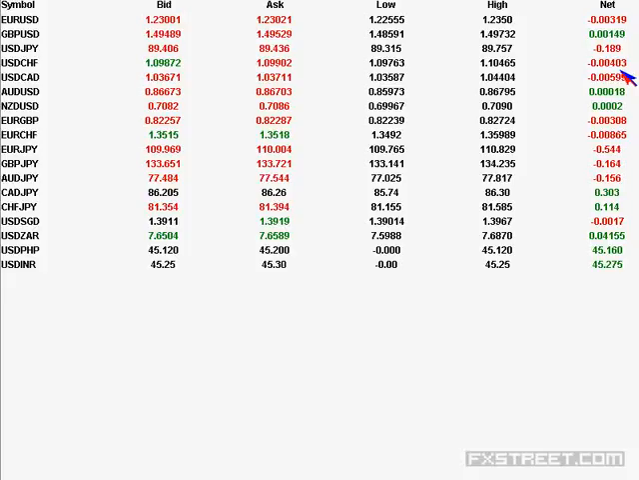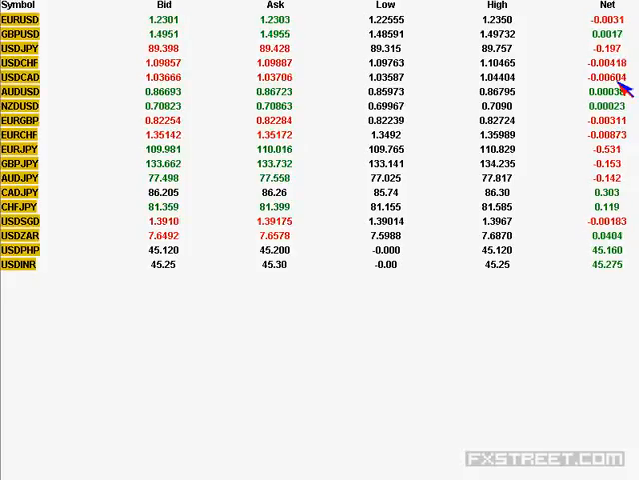In the case of CHF, it is about 40 pips negative net change, and the Canadian dollar is about 60 pips negative net change. The Australian dollar has come to the positive territory. It has come almost closer to the high, 0.8669, 0.8672 are the current levels, and 0.8679 is the high. So what happened to the respective crosses?